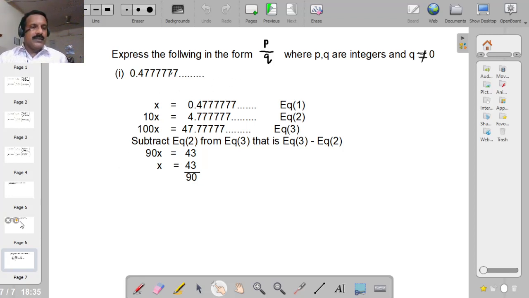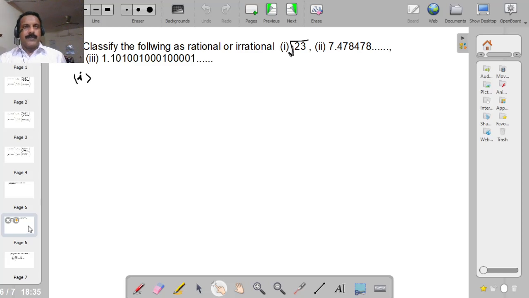And I will be doing another problem. Classify the following as rational or irrational. We are given certain numbers, and we have to identify whether these numbers are rational or irrational. The first question is, we have to identify whether the square root of 23 is a rational number or an irrational number.